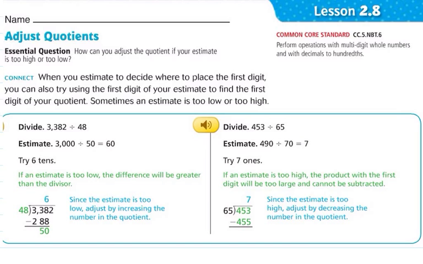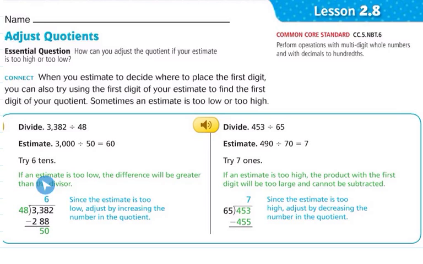In our first example, we have 3,382 divided by 48, which we estimated to be 3,000 divided by 5, which is equal to 60. So we're going to try 6 tens and place that in our tens place in our quotient. So notice here, boys and girls, it says 48 times 6 is 288.